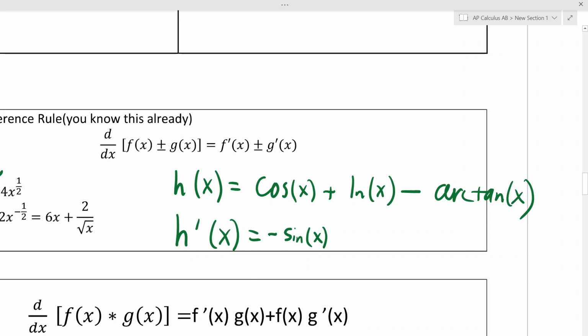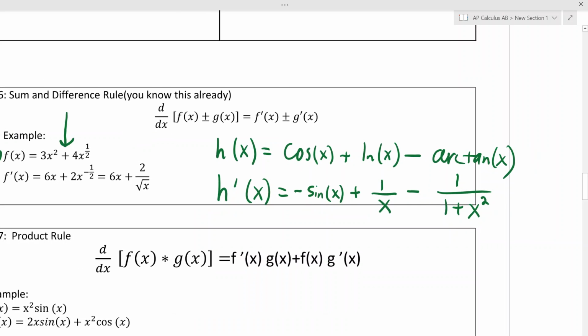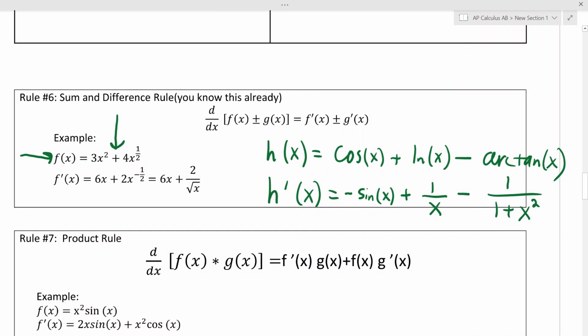The derivative of cosine is negative sine, plus the derivative of ln is 1 over x, minus the derivative of arctan is 1 over 1 plus x squared. Anybody got questions on that? Feeling good? Okay.